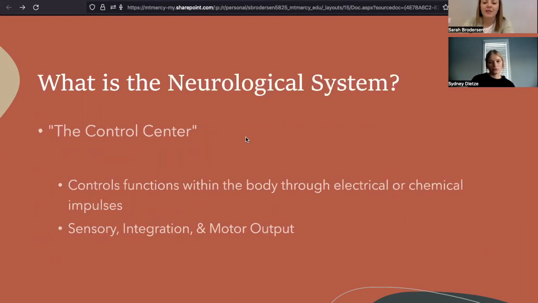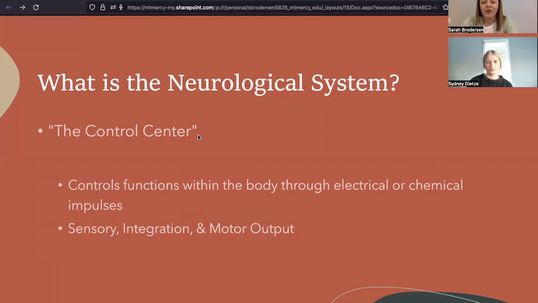So I like to think of the neurological system as the control center. It sends impulses to provide all kinds of functions for the rest of the body. So this will control functions within the body through either electrical or chemical impulses. The neurological system functions by using sensory integration and motor output.